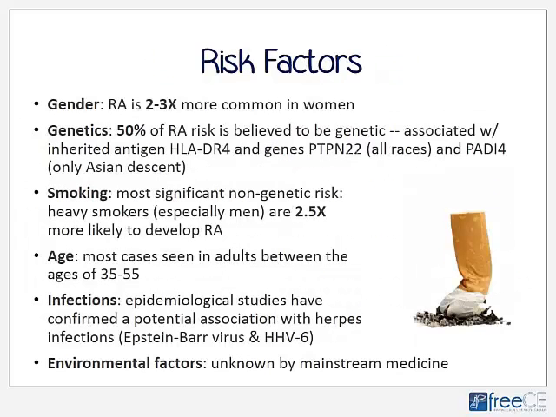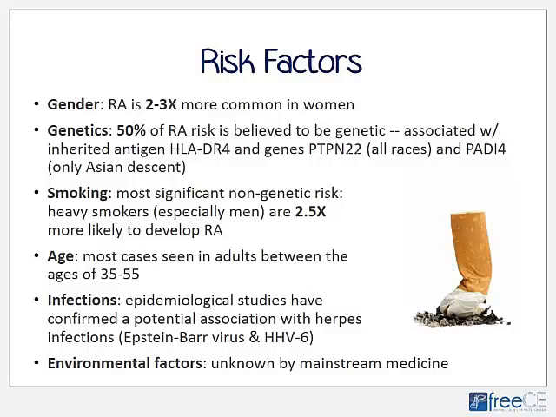As I alluded to earlier, RA is more common in women. In fact, it's between 2 to 3 times more common. So that's certainly a risk factor. Genetics: it's estimated that 50% of RA risk is related to genetics, and it's associated especially with the inherited antigen HLA-DR4, and also the genes PTPN22, which occurs in all sorts of races and cultures, and PADI4, which is only in the Asian population.